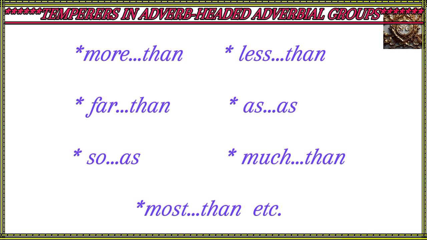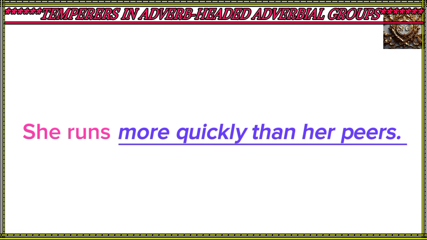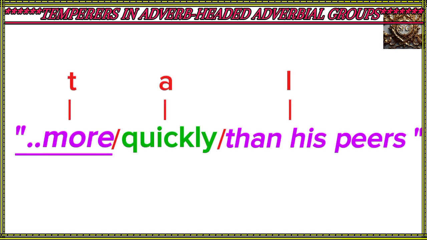Let's examine these examples. She runs more quickly than her peers. More quickly than her peers in this sentence is an adverb-headed adverbial group. More than in this adverb-headed adverbial group is a comparative element functioning as a modifier to the apex, quickly, in which more is functioning as the temporar to the apex, quickly, and than her peers is functioning as limiter.